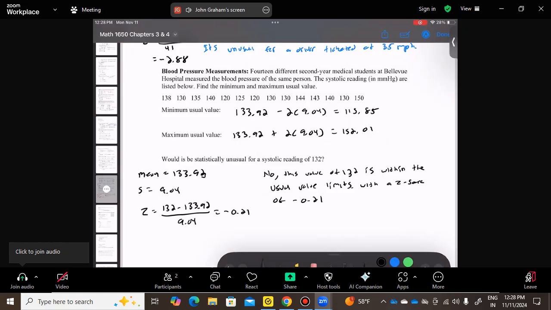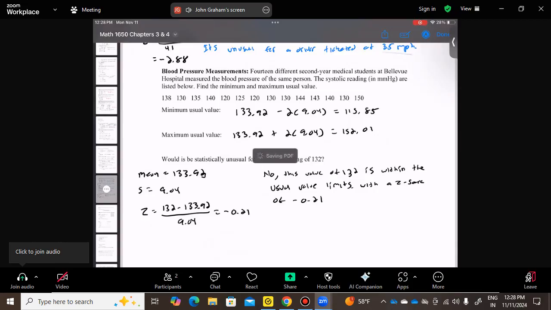Okay, so 132 falls between 115 and 152, which makes it usual, makes it common. And that z-score falls between negative 2 and 2, which makes it common. And they will always align.